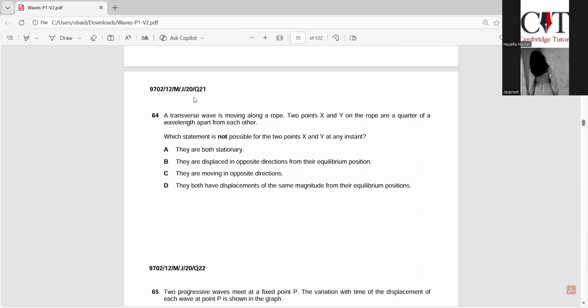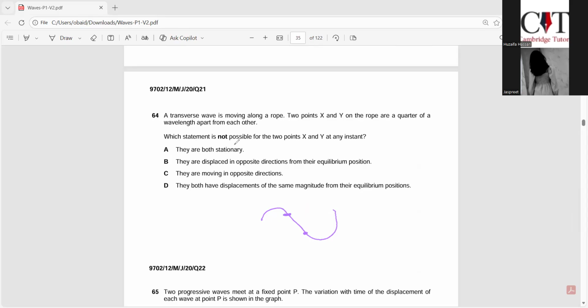Tell me what they're saying. A transverse wave is moving along a rope. Two points x and y on the rope are a quarter of a wavelength apart from each other. So we know a quarter means you can say half and then half. So the question is, which statement is not possible for the two points x and y at any instant?